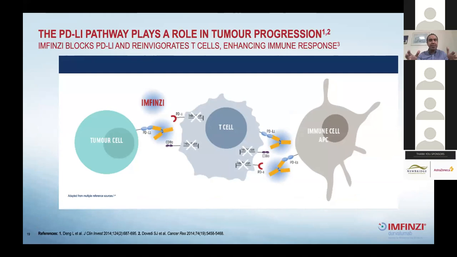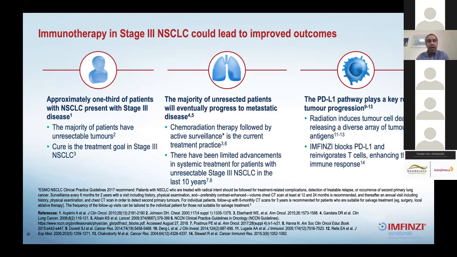You know better than me the mechanism of action of immune checkpoint inhibitors, where we are inhibiting the inhibition of the immune system, leading to the activation of the immune system using PD-1 and PD-L1 blockade. So why could immunotherapy be an interesting option in stage 3 non-small cell lung cancer? Because first, approximately one third of patients with non-small cell lung cancer present with stage 3 disease. The majority of patients have unresectable tumors.